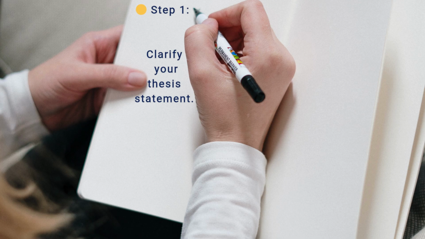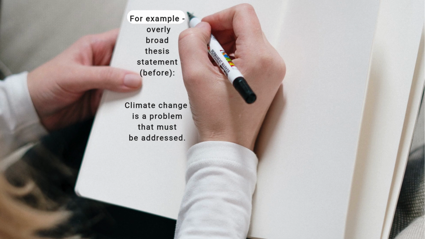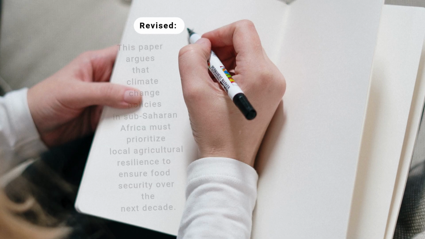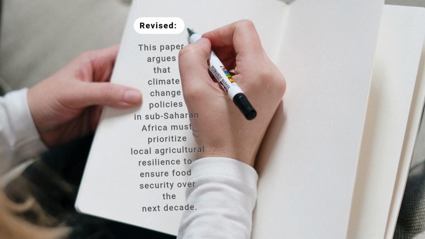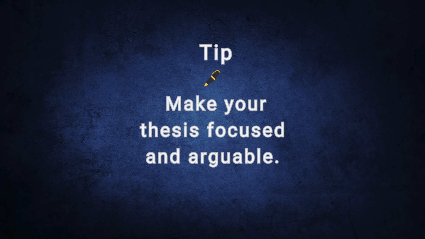Step 1: Clarify your thesis statement. Start by revisiting your thesis statement. Ask yourself, is it clear, specific, and debatable? A vague or overly broad thesis weakens your entire paper. For example, overly broad thesis statement, before: Climate change is a problem that must be addressed. Revised thesis statement, after: This paper argues that climate change policies in sub-Saharan Africa must prioritize local agricultural resilience to ensure food security over the next decade. First tip: make your thesis focused and arguable.